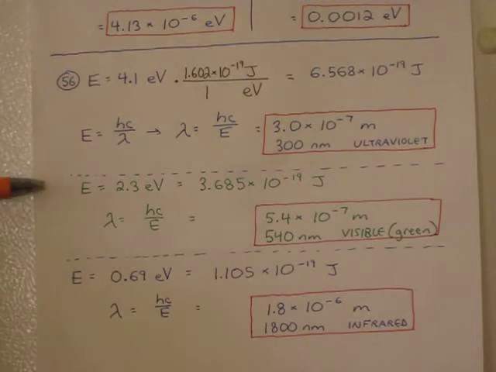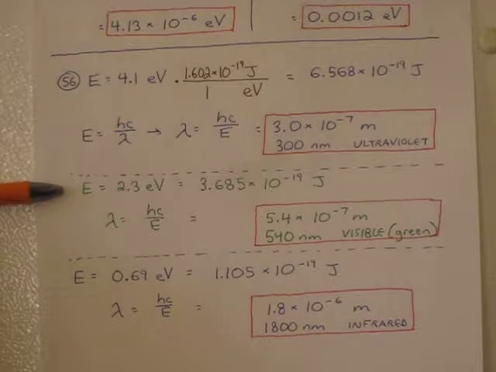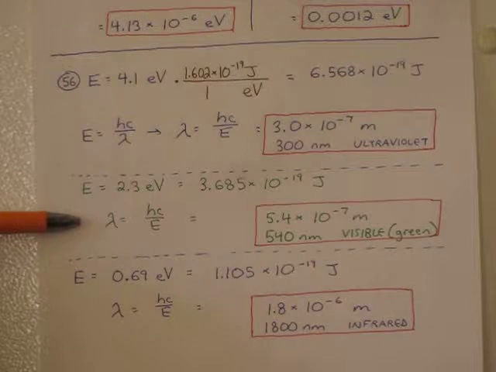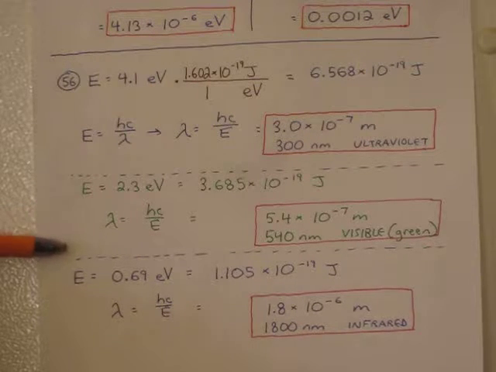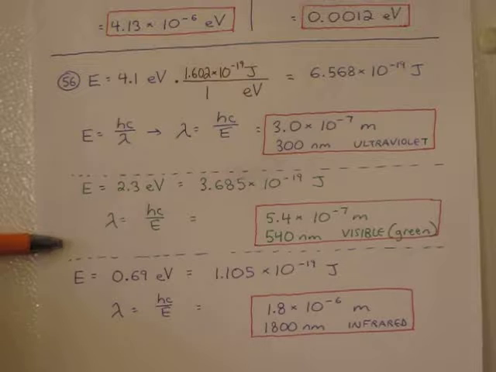For part B, 2.3 electron volts, convert it to joules, as I've done here. Plug it into the equation and we get lambda is 5.4 times 10 to the negative 7 meters. That's 540 nanometers. That is visible light, and specifically it's the color green.